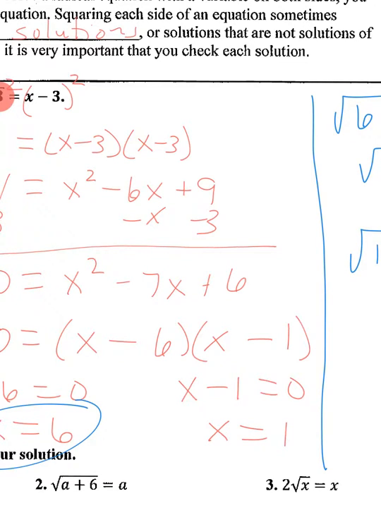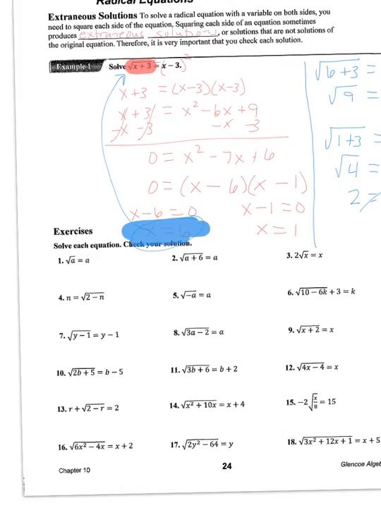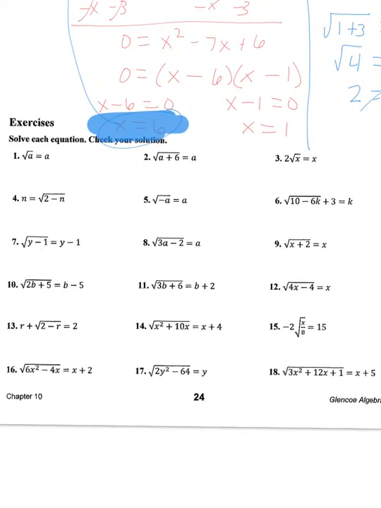Okay, then we do the next one. So square root of 1 plus 3 equals 1 minus 3. So we end up with the square root of 4 equals negative 2. Now this is not going to work. The square root of 4 is going to equal positive 2. This does not work, so it's not an answer. So the only guy that's actually going to be an answer here will be x equals 6. All right, so let's come down here and try another one.